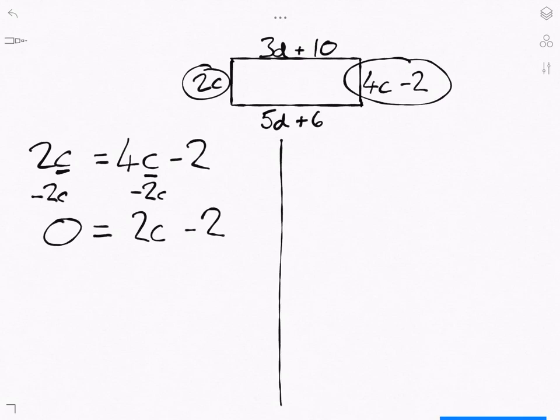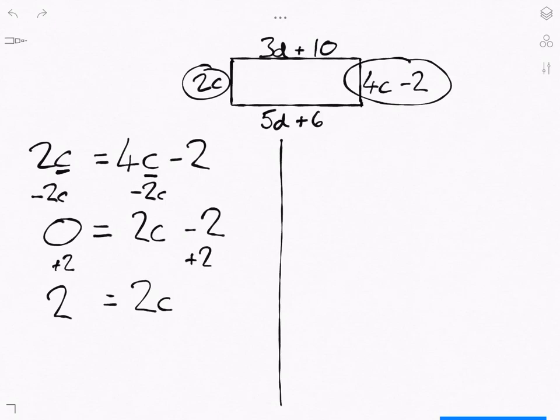Now, I'm going to put the numbers on the other side. So here, add 2, because minus 2 add 2 is 0. And I have to add 2 here. So I'm going to get 2 equals 2c, and then add 0, but we don't need to write that.